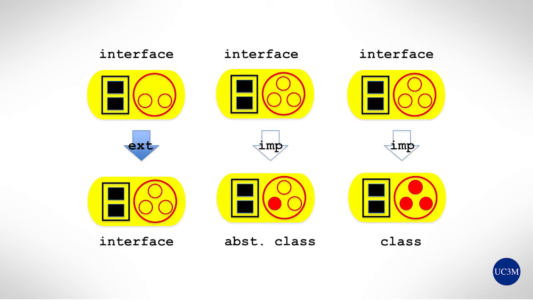First, we might extend an interface to another interface, for instance, by adding abstract methods, as you see on the left image. Then we might partially implement an interface by giving bodies to some of the methods. In this case, we get as a result not a class but an abstract class, because not all the methods are implemented. And finally, we might go directly from an interface to a class by implementing all methods.